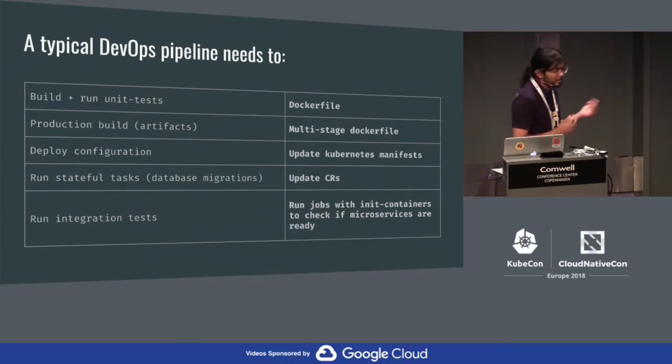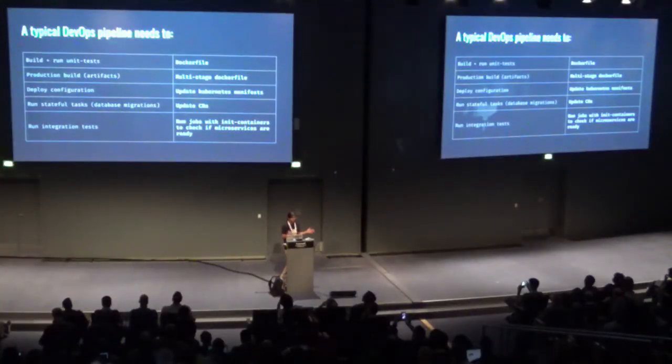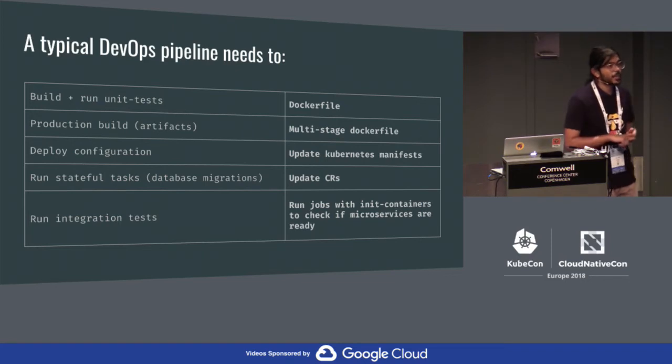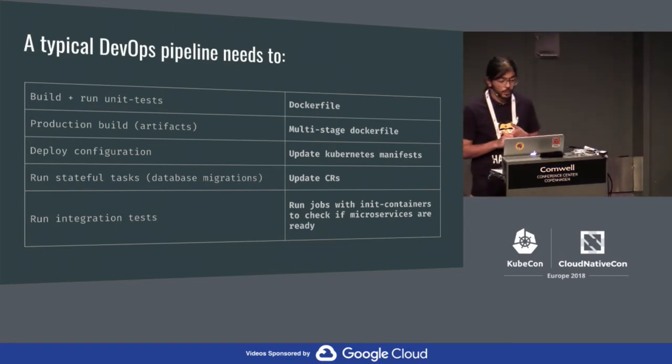So building and running unit tests is pretty straightforward. You'd use a Docker file. You don't need anything else. It is completely declarative, and contains the entire set of dependencies that you need to capture for that particular microservice. If you want to do a production build, you again don't need to do anything. You just use a multi-stage Docker file. You're pretty much done. You don't need any external tooling. If you want to deploy configuration, let's say you're changing an API gateway or changing ports, that's just updating Kubernetes manifests. That's also pretty straightforward.